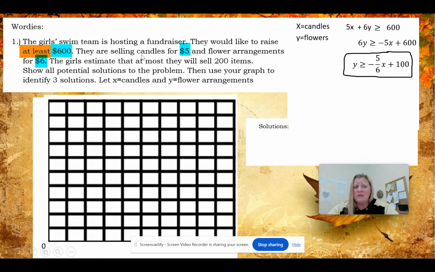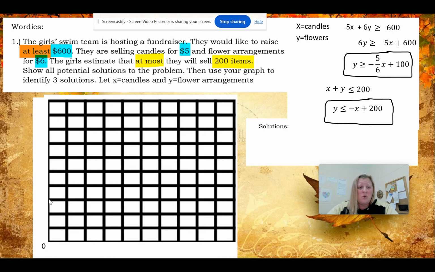Now I have not used every number in the problem. There's another stipulation. It says we're not allowed to sell more than 200 items. So you take all your items, which would consist of candles and flowers, X and Y, you add them together, and you want to make sure that your answer is less than or equal to 200. So that's your other inequality. And just like before, y needs to be by himself, so that x needs to come over. Now it's negative x plus 200. That is what you want to graph.